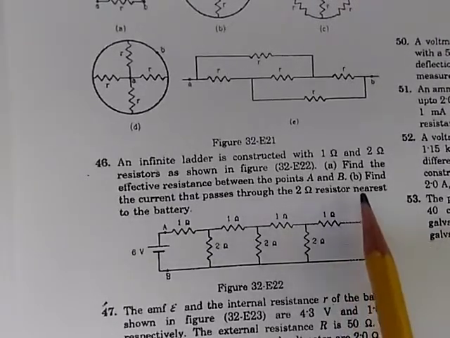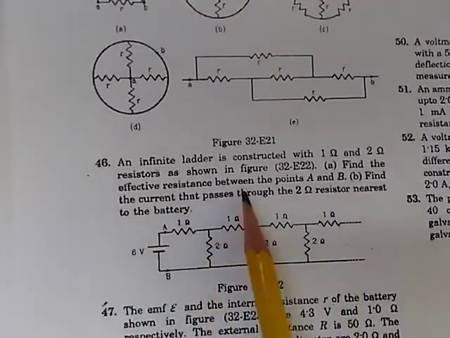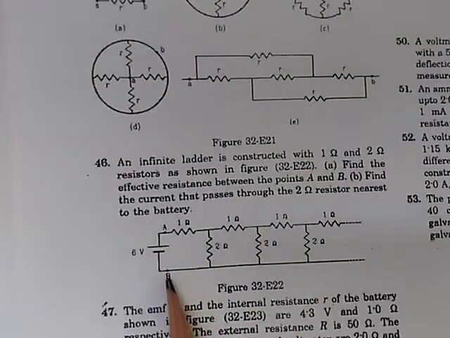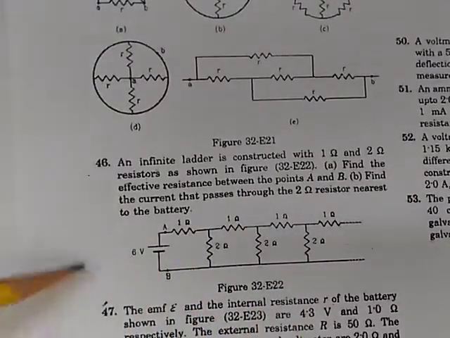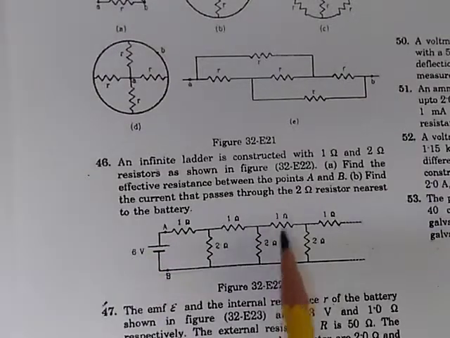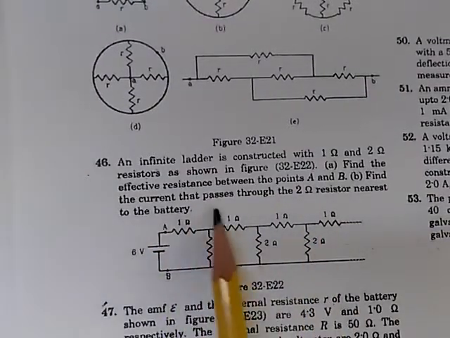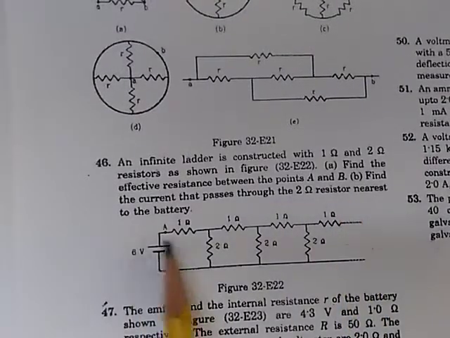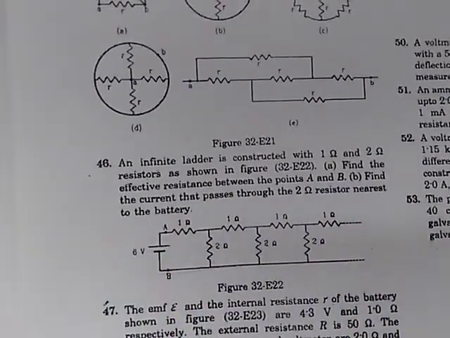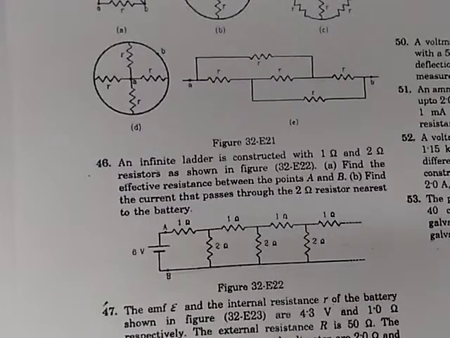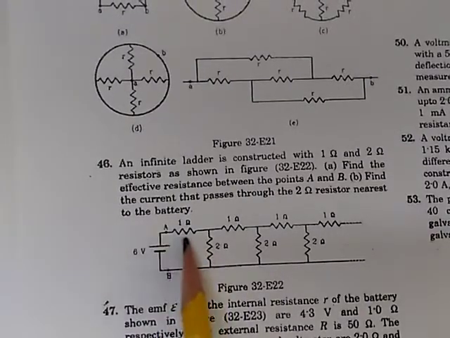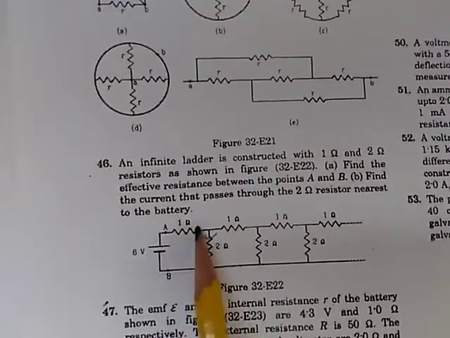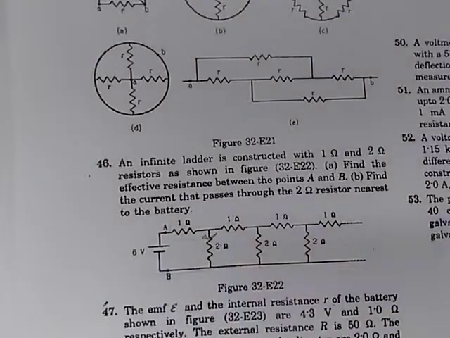What we need to find out is the effective resistance between point A and point B looking through this side of the circuit. And then find the current that passes through the 2 ohm resistor nearest to the battery. Sorry, this is the 1 ohm resistor, this is the 2 ohm resistor.